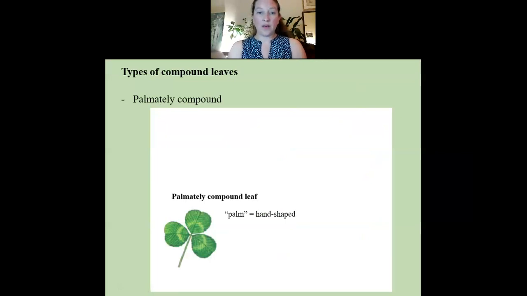The one on the left here, we would say that this is a palmately compound leaf. Palmately compound, in that it's kind of shaped like a hand, right? It's flat like this. So we say it's palmately compound because palm refers to hand-shaped.